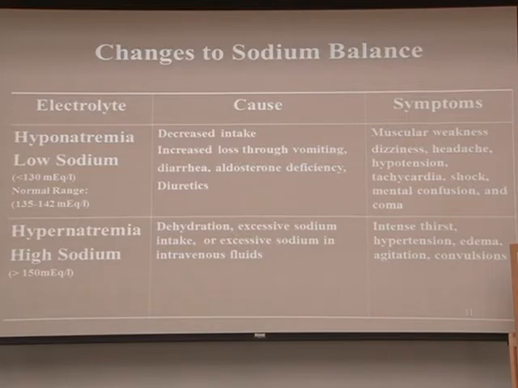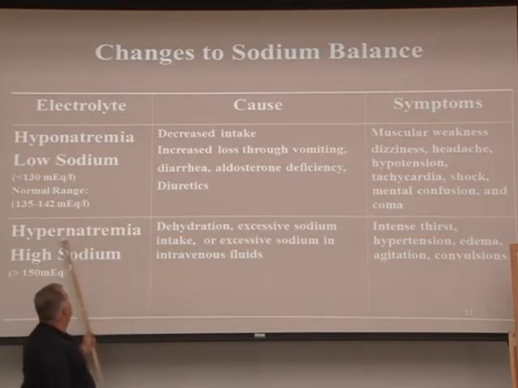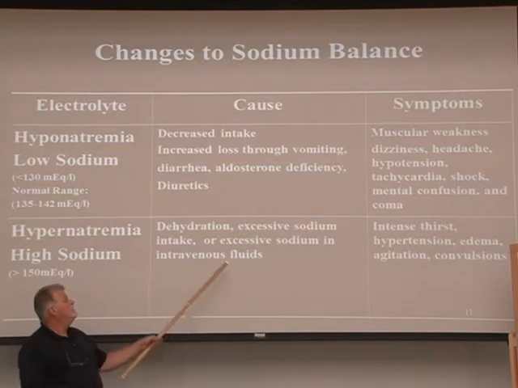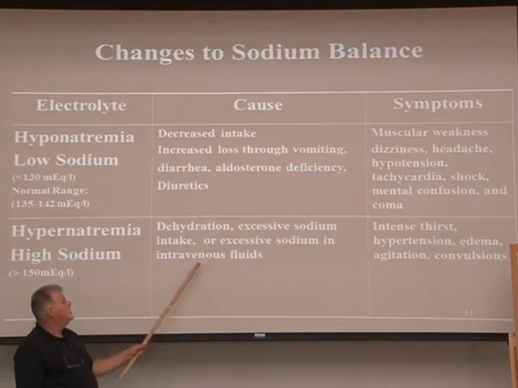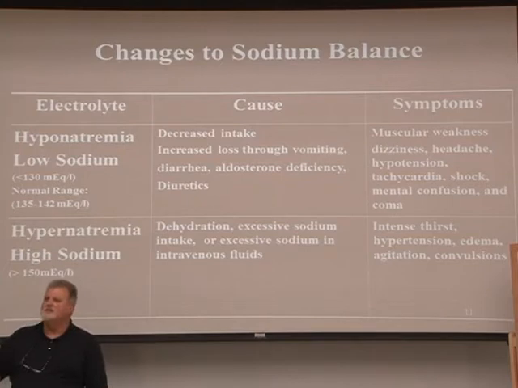Or maybe you were having trouble peeing, so you went to the hospital, and they gave you a bunch of diuretics. Or maybe you just decided to drink a whole bunch of alcohol, which is a diuretic. The inverse, what puts you in hypernatremia, is a state of dehydration, excessive sodium intake because you're salting your potato chips, or excessive sodium in intravenous fluids because somebody didn't read the bag correctly.